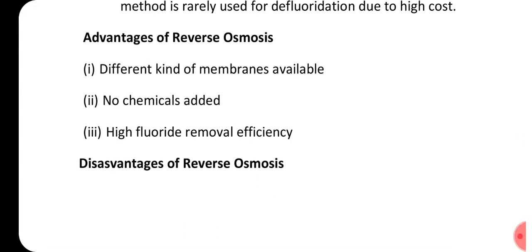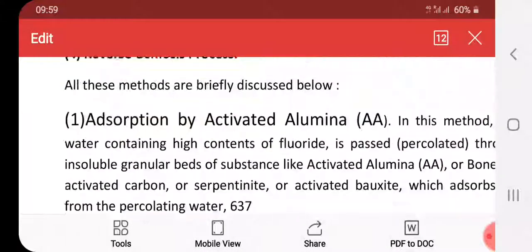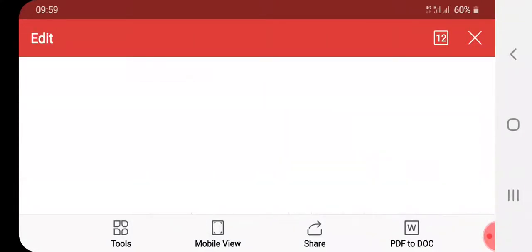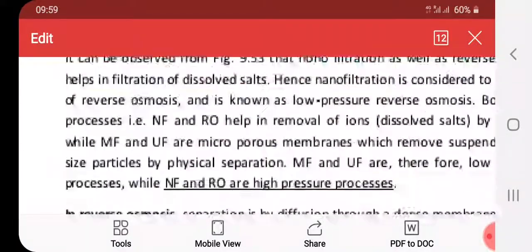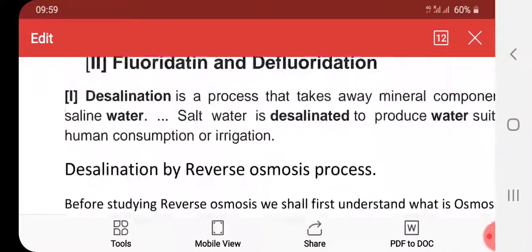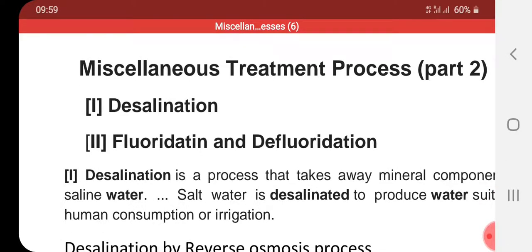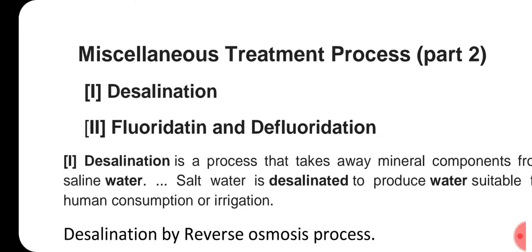With this, I think I have completed Module 4. Module 4 is completed, and in Module 4 I have covered everything. Now next, you have to remember and read yourself. All these notes I am going to forward to you. Today I have covered desalination, fluoridation and defluoridation. Many questions from these are asked in the examination. Please be prepared very well.